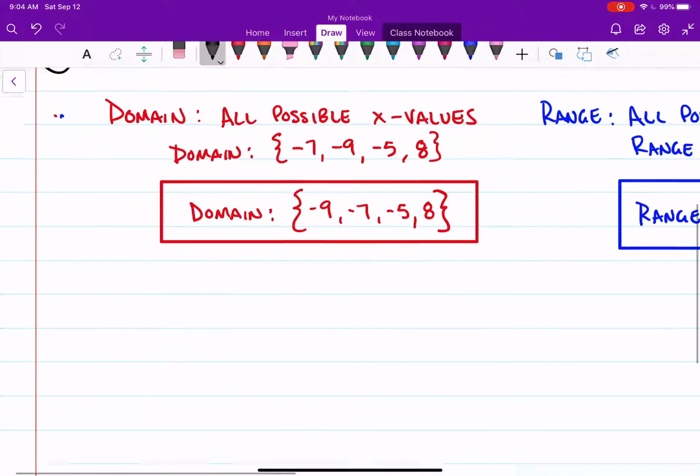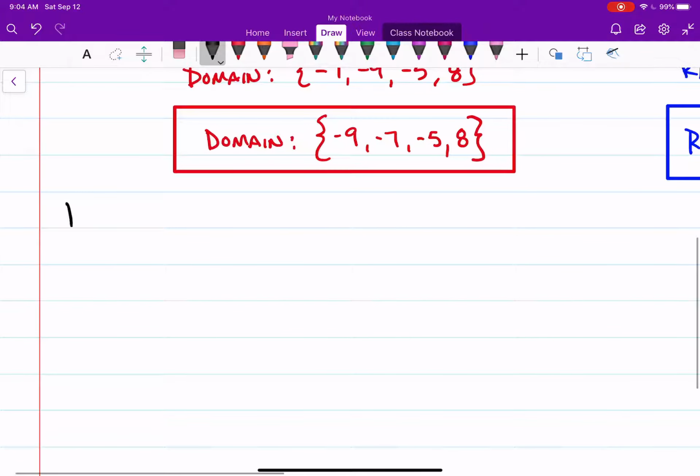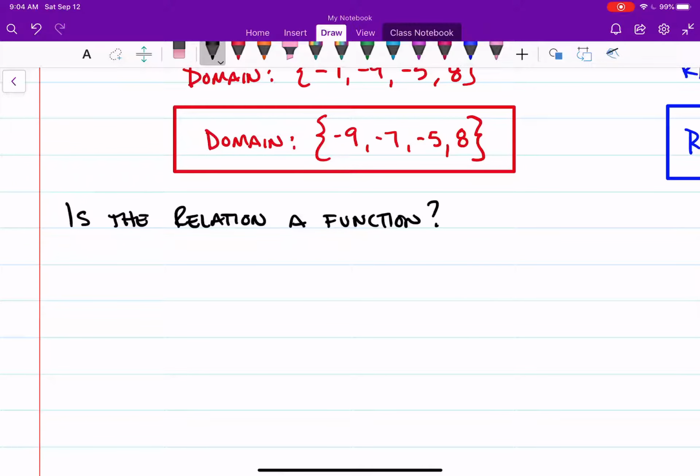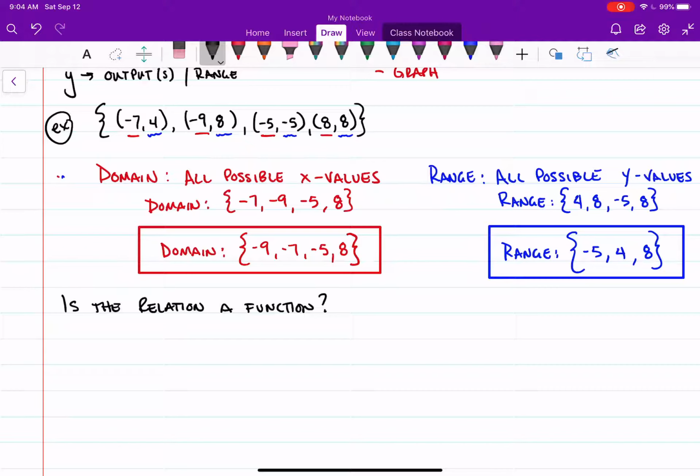All right, the next question that is going to be asked is: is the relation a function? If I connect that to real life, inputs and outputs, dirty dishes in the dishwasher, the input is dirty dishes, the output should be clean dishes, which means my dishwasher is functioning correctly. But if I put dirty dishes in the dishwasher and dirty dishes come out, then my dishwasher isn't functioning correctly. If I put wet clothes in the dryer, my output should be dry clothes. But if I put wet clothes in the dryer and I still get wet clothes, then my dryer isn't functioning correctly. That's how I know if it's a function or not.